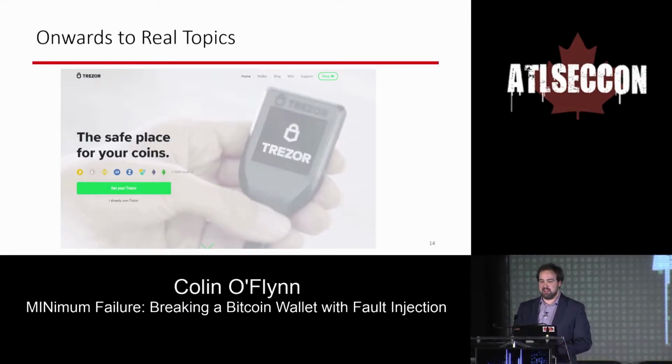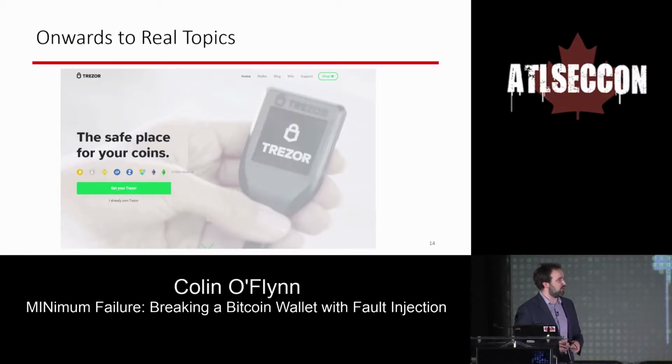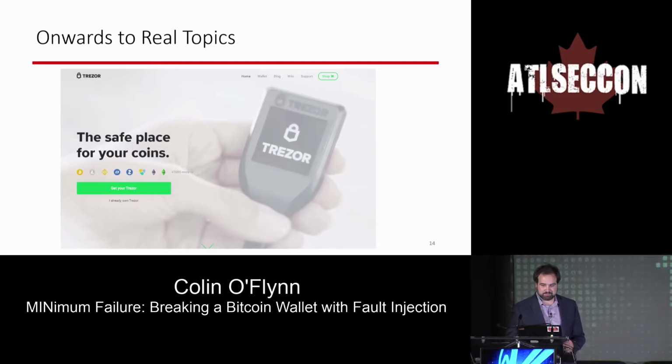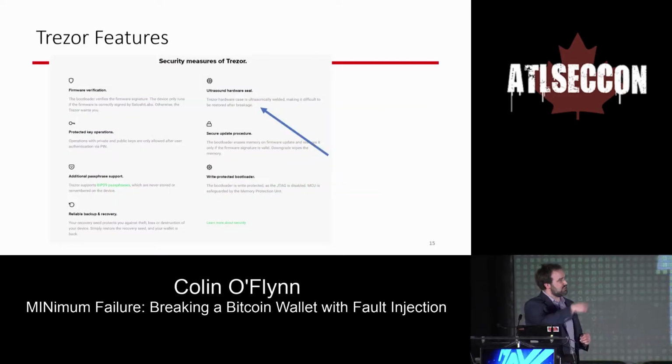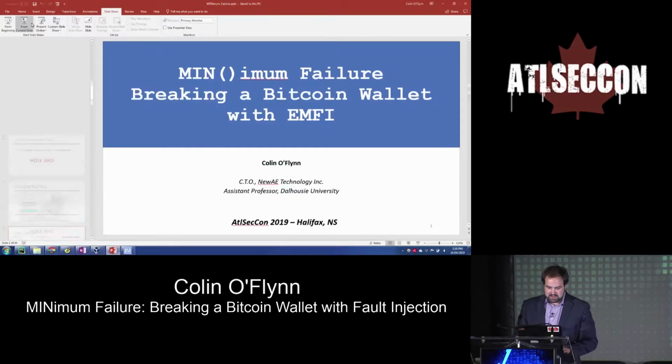All right, so now talking about more real things. What I'm actually going to be looking at is the Trezor Bitcoin wallet. This is another Bitcoin wallet that has an ability to store Bitcoins on some physical device. So the idea is someone can't hack your computer to recover your Bitcoins. They have to hack this physical wallet. And they list all sorts of really nice security features. They say there's all these different passwords, firmware verification, even stuff like an ultrasound hardware seal. Some of these features sound really good, but it's kind of interesting to see what they look like in real life when you start looking at these things. So let's take a look at that.